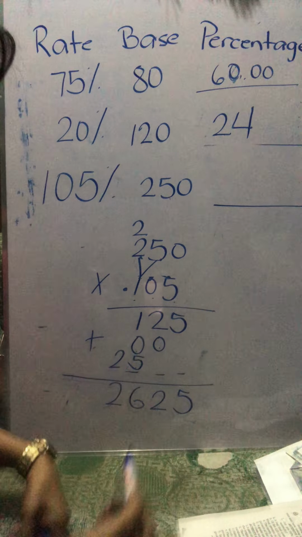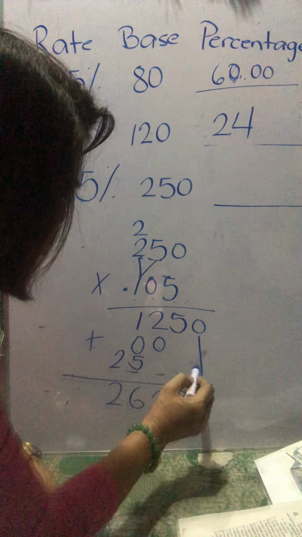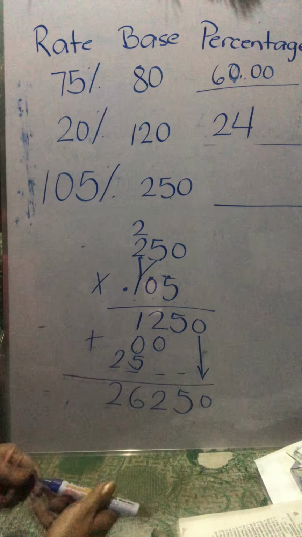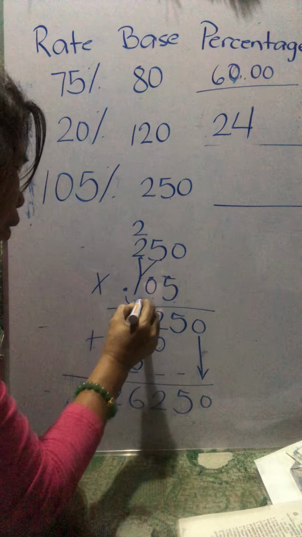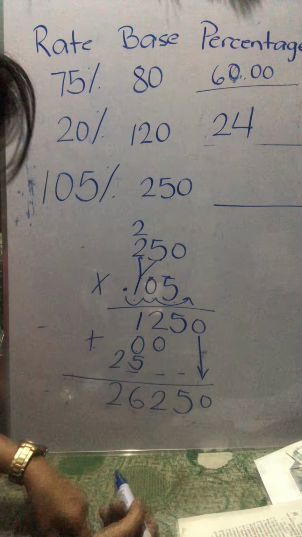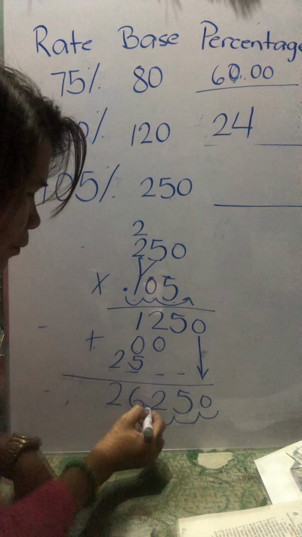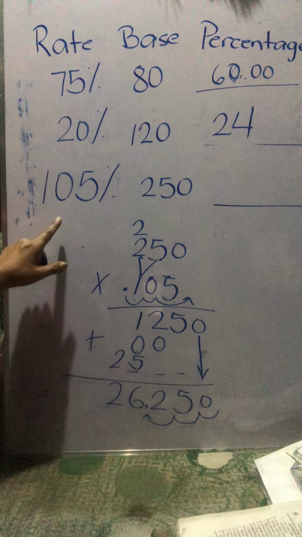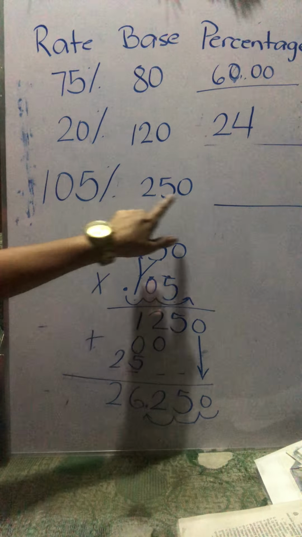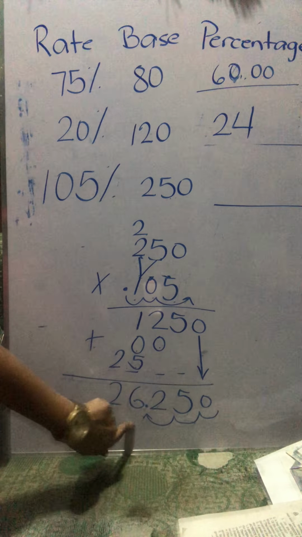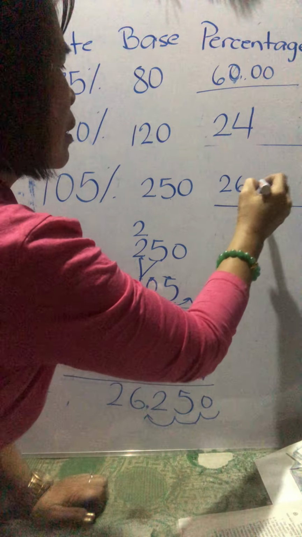And then, we still have a 0, so we bring down this 0. And then we count the decimal places, 1, 2, 3, 1, 2, 3. So, how much is 105% of 250? That is 262.50.